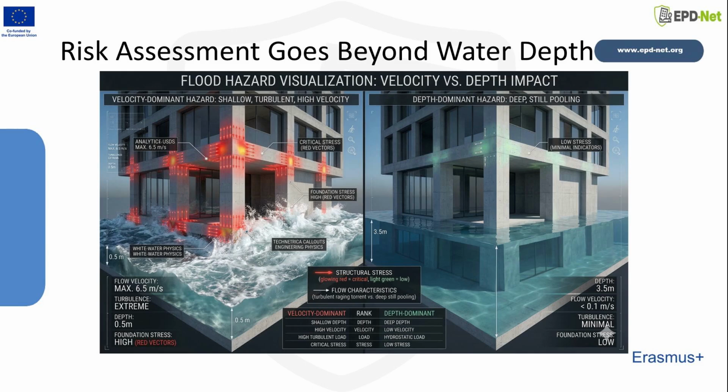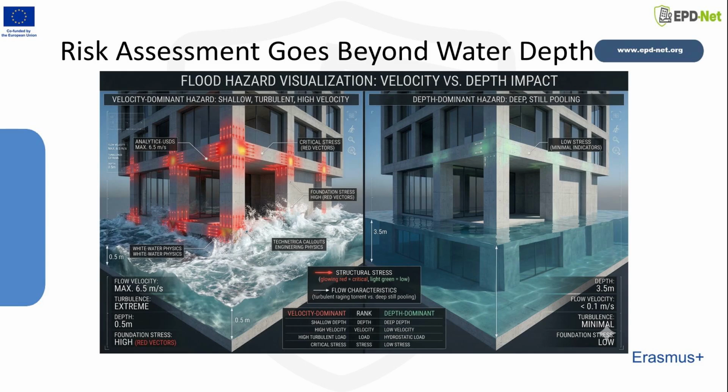Risk assessment goes beyond water depth. Hazard mapping includes depth, velocity, duration, and extent because different intensities cause different harms. Fast water can be more dangerous than deep but still water, and long duration can increase property damage and recovery time. Exposure identifies what lies within those hazard zones: buildings, residents, roads, utilities, and critical services.